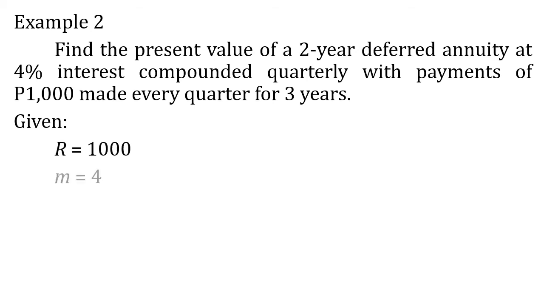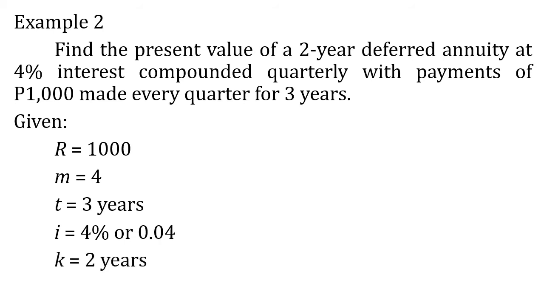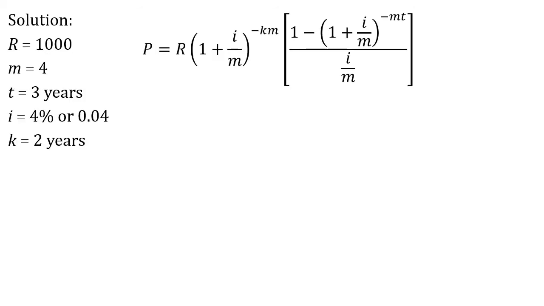R is 1,000 pesos. The compounding period is quarterly, so M is equal to 4. Time is 3 years. The interest rate is 4% or 0.04. Then the period of deferral is 2 years. So K is equal to 2 years. So again, we will be solving for the present value of a deferred annuity. So again, we will be using this formula. Substitute the values of R, M, T, I, and K.